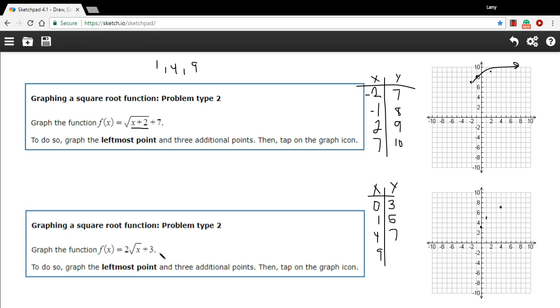And then let's put in a 9 for x. The square root of 9 is 3, times 2 is 6, plus 3 would be 9. So we'll get the point 9, 9 right there. And then we can draw that in. So what we get here is the same basic shape. It's just a little bit steeper than we're used to because of this multiplying factor out here. So that's a little bit more work with graphing square root functions.